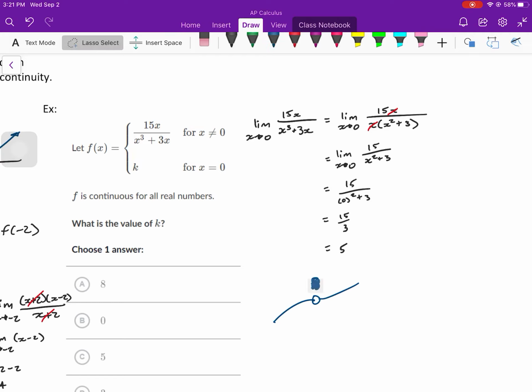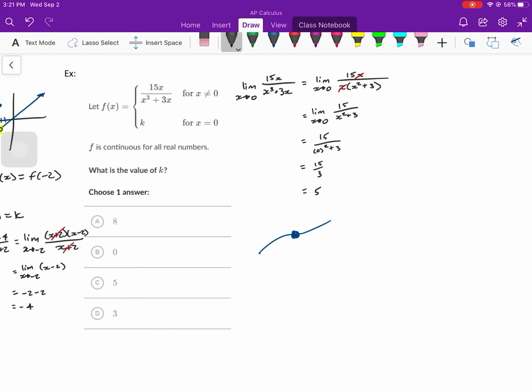In other words, we're going to take that point and drag it down to right there, or up, depending upon wherever that point is.